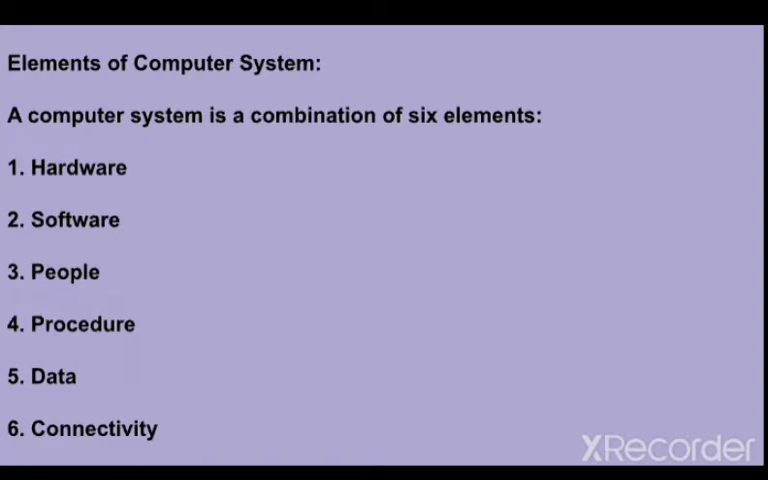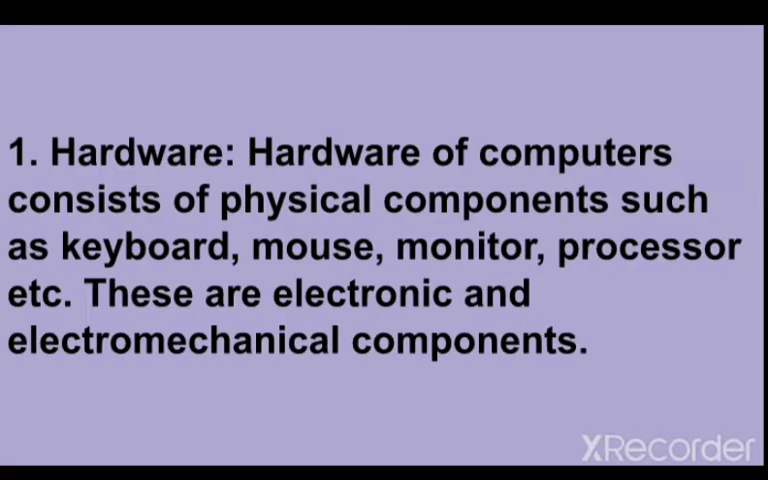Now, what are the elements of a computer system? A computer system is a combination of 6 elements: hardware, software, people, procedure, data and connectivity. Now we will discuss the meaning of these elements. What is hardware? Like we differentiate tangible and intangible assets, hardware and software are there in computers. We can say that the tangible assets are hardware. So hardware of a computer consists of physical components such as keyboard, mouse, monitor, processor. These are electronic and electromechanical components.